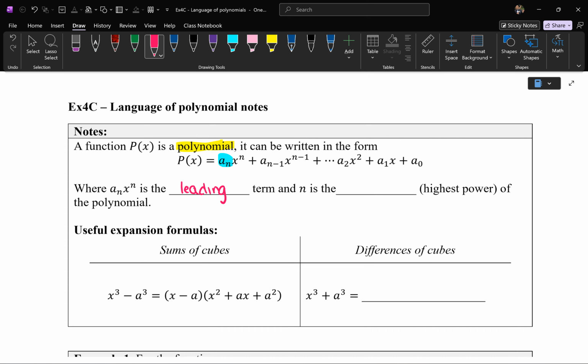And then n, which is the power over here, this is known as the, and I gave another hint, DE. Let's go with Leo. What's DE potentially? Degree or order. Very good. So it's degree or order. It's the highest power of your polynomial.